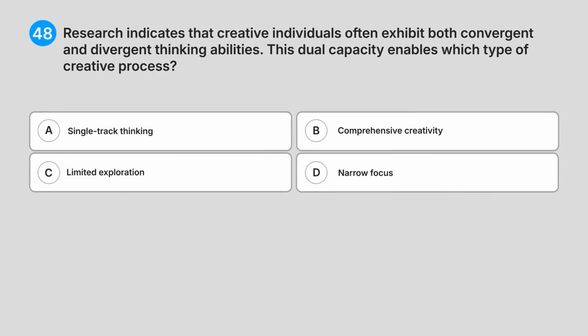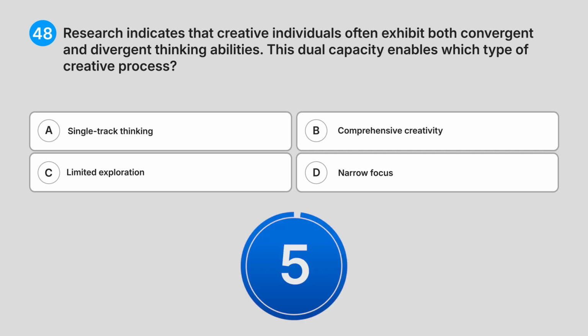48. Research indicates that creative individuals often exhibit both convergent and divergent thinking abilities. This dual capacity enables which type of creative process? A. Single-track thinking. B. Comprehensive creativity. C. Limited exploration. D. Narrow focus. Can you guess the answer?